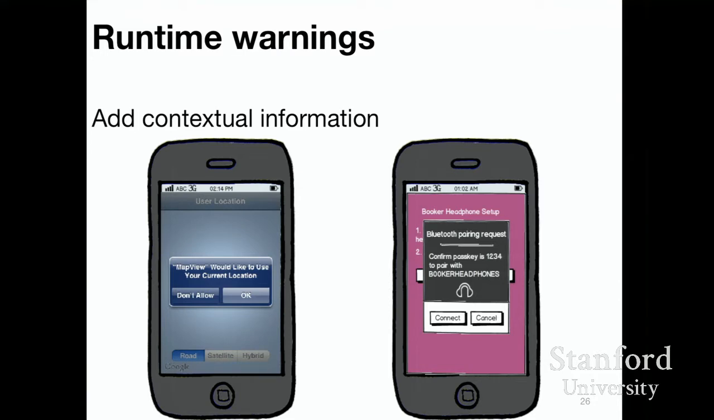Another nice thing about runtime warnings is that they can be dynamic. In the case here, maybe we have Bluetooth pairing. Because it's at runtime, we can show the name of the device that it's trying to pair with. Whereas if this were done at install time, basically, there's no way of doing that. You can't predict in the future what all the devices would be.